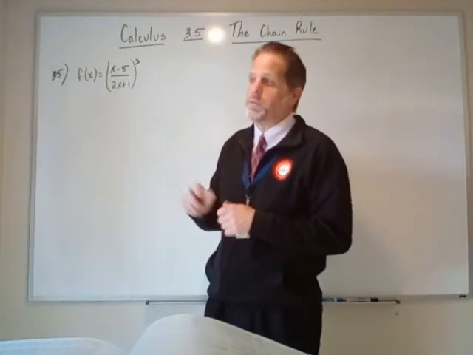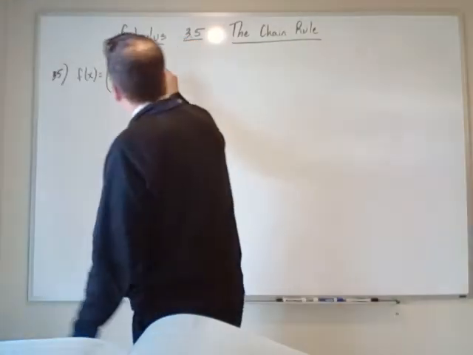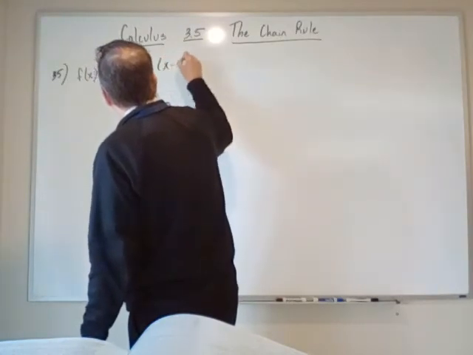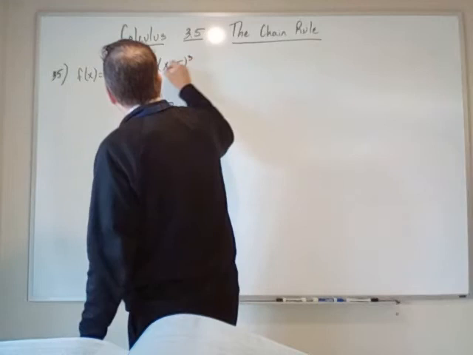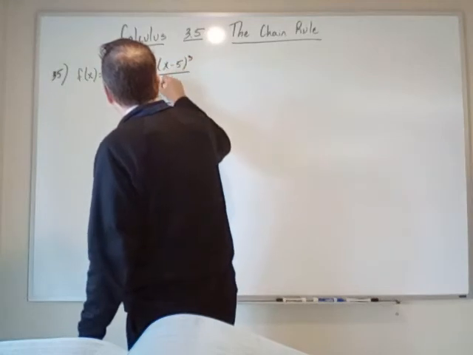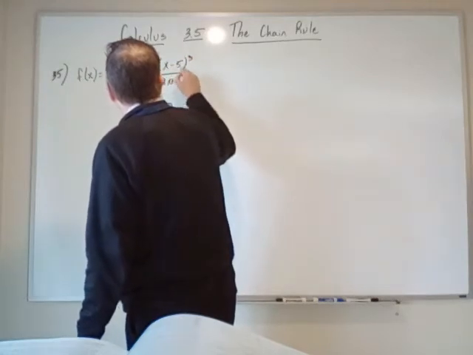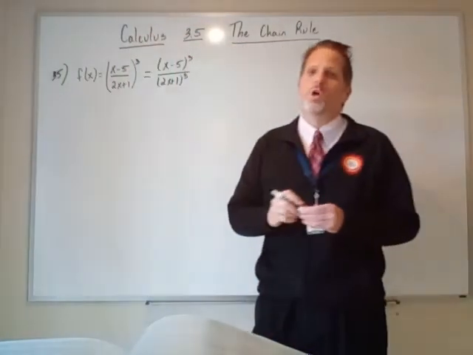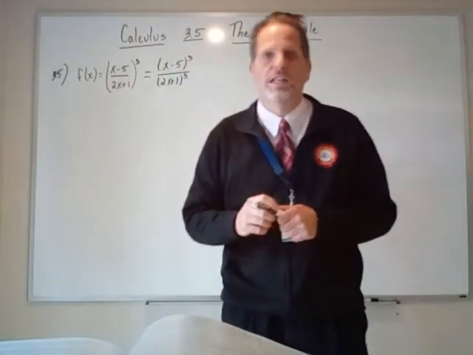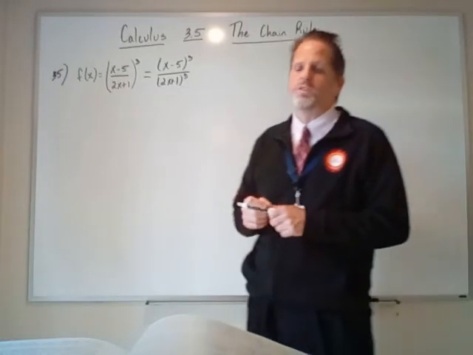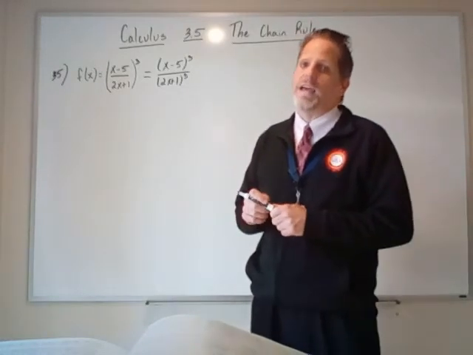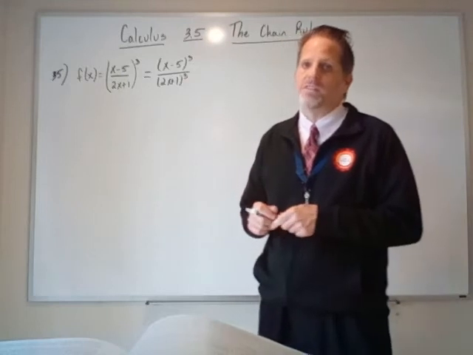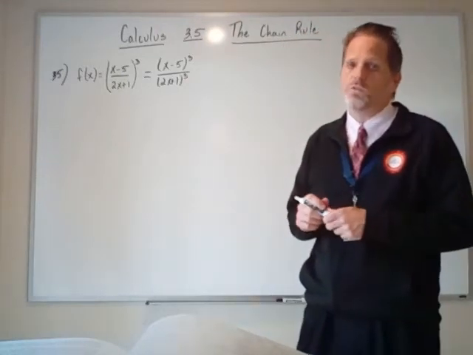Now, realize that because everything is raised to the third power, we could split it up, make it (x minus 5) quantity cubed divided by (2x plus 1) quantity cubed, and then we could use our quotient rule: low d high minus high d low, all over the square of what's below. That would be one technique, and that would be avoiding the chain rule. However, if we're going to practice the chain rule, let's use it.